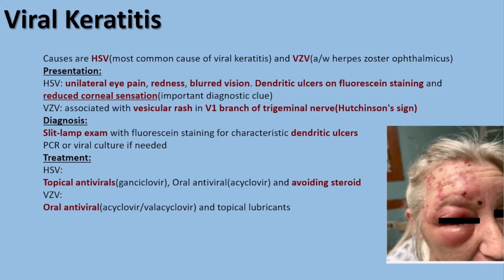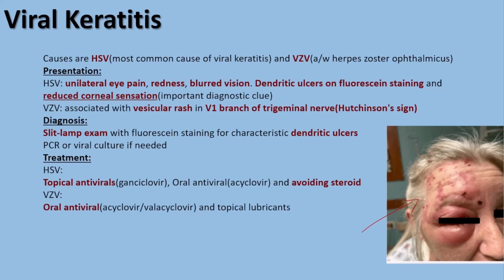In the case of Varicella-Zoster, we have the above symptoms, and it is also associated with a vesicular rash on the V1 branch of the trigeminal nerve, and this is called Hutchinson's sign. Here in this picture, you can see Hutchinson's sign in a patient suffering from Varicella-Zoster and Herpes zoster ophthalmicus. For the diagnosis, you use a slit lamp exam with fluorescein staining, and what you are going to see, which is very characteristic, is dendritic ulcers. Also, you can do PCR or viral culture if needed.